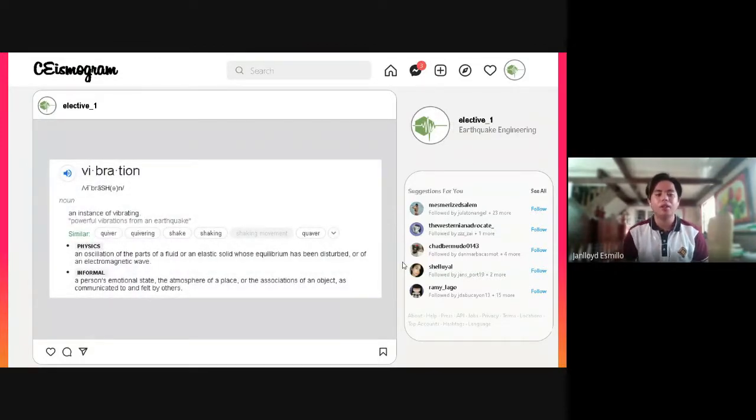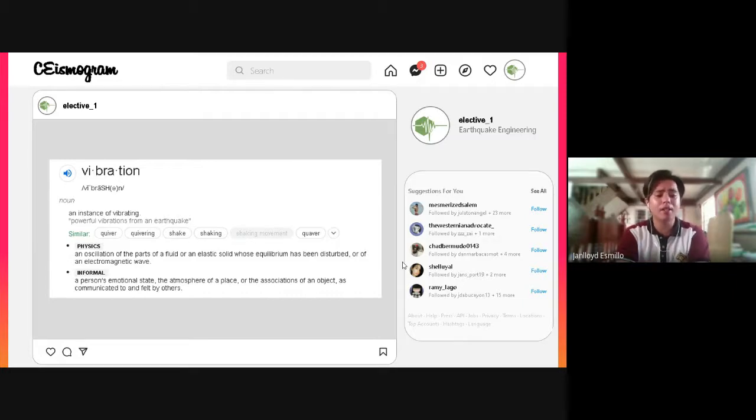According to the Google Dictionary, vibration is an instance of vibrating. So, most of you will definitely question yourself, ano ba ang vibration? Because it's the topic itself. Vibration, as such, is an instance of vibrating. It's the most literal definition. But in the natural science, specifically in physics, it is an oscillation. Ano po ba ang meaning ng oscillation? Oscillation is a back and forth movement at a regular speed.